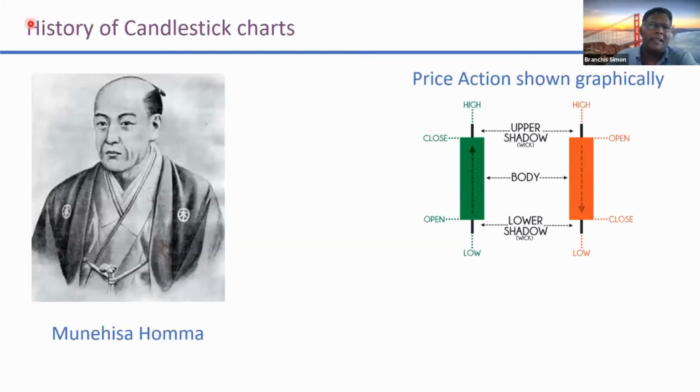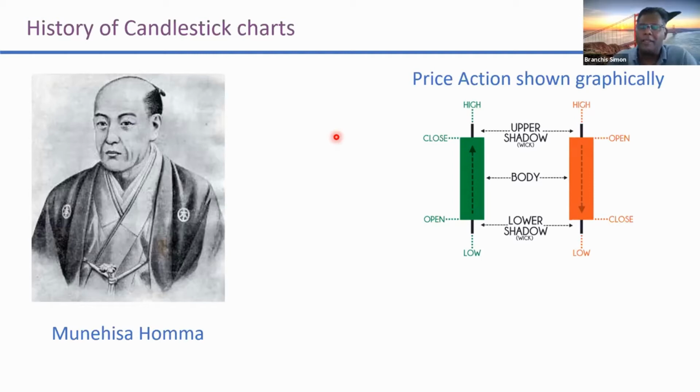Now, talking about candlesticks, we can trace the history back to the 18th century. Munehisa Homma is the person known as the father of candlestick. He was a rice merchant. Basically, he traded on a daily basis. He sold rice in the futures market. Then he was very good at predicting the price, whether the price was going to go up or go down. How did he do it?